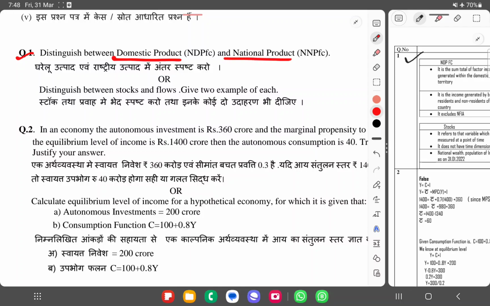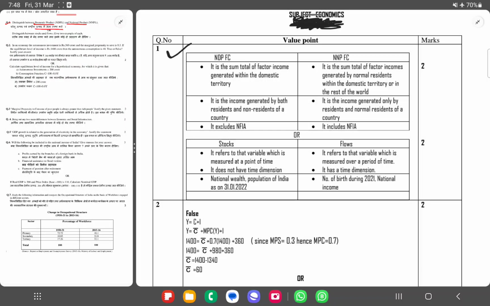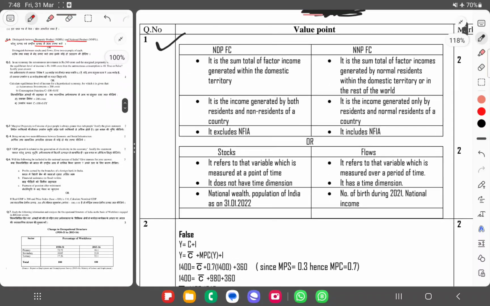ठीक है, घरेलू उत्पाद एवं राष्ट्रीय उत्पाद में अंतर स्पष्ट करो। ठीक, देखते हैं क्या अंतर है। NDPFC एंड NNPFC। अगर बात करें डोमेस्टिक उत्पाद की, it is the sum of total factor income generated within the domestic territory. It is the sum of total factor income generated by the normal residents within the domestic territory or in the rest of the world.